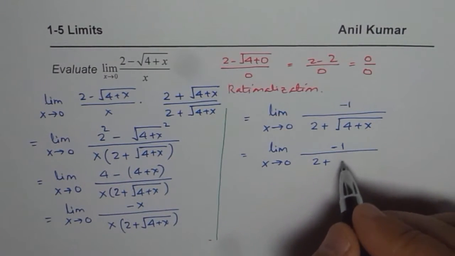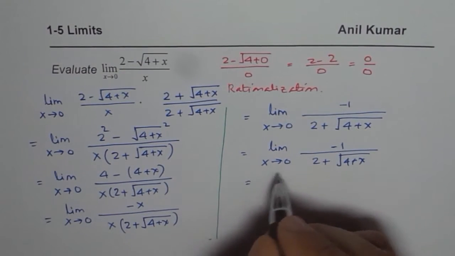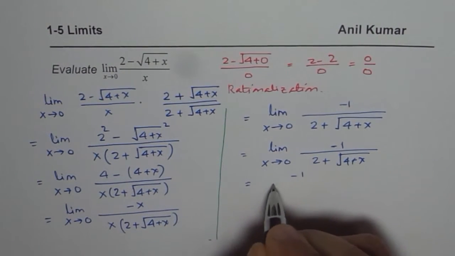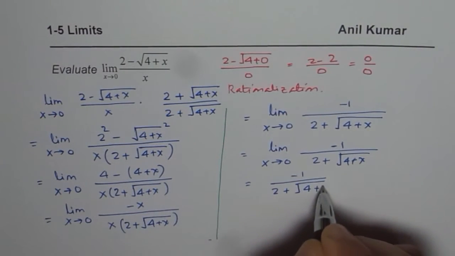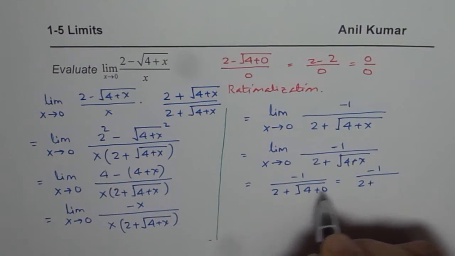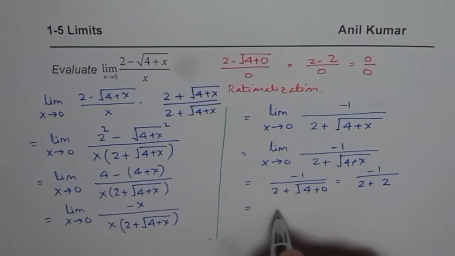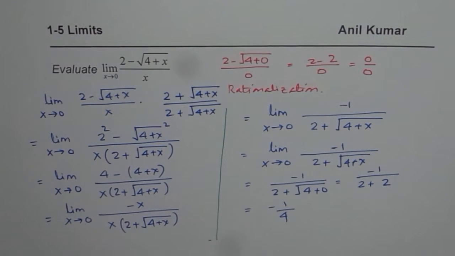Now at this stage we can actually substitute 0 here. I could have done it. Let me do it in the next step, right? So this was not really required. Now we'll substitute 0 here, so we get minus 1 over 2 plus square root of 4 plus 0, which is minus 1 over 2 plus square root of 4, which is 2. So the answer is minus 1 over 4, right? So the limit of this function as x approaches 0 is minus 1 over 4, correct?